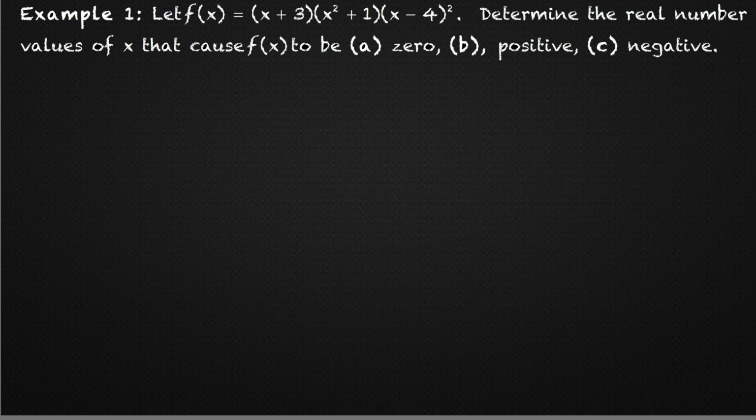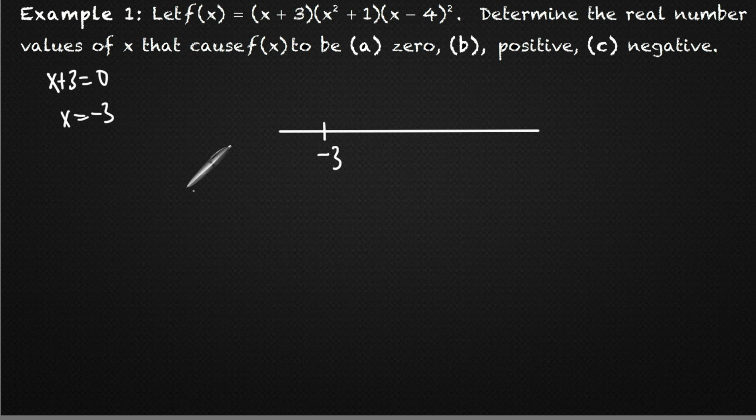All right, so we can make a sign chart or a number line. And what we want to do is set each factor equal to 0. So x plus 3, set that equal to 0. We get x equals negative 3. So negative 3 is going to go on our number line.